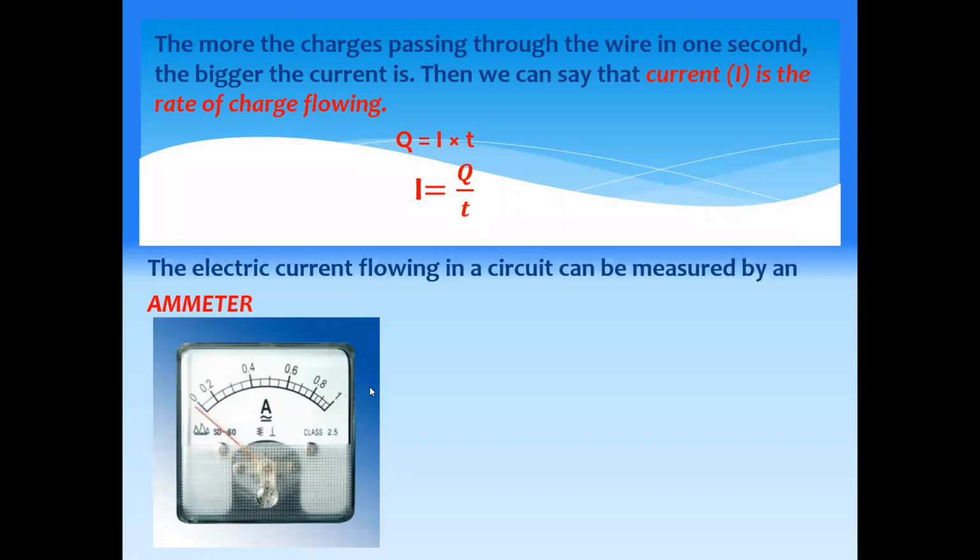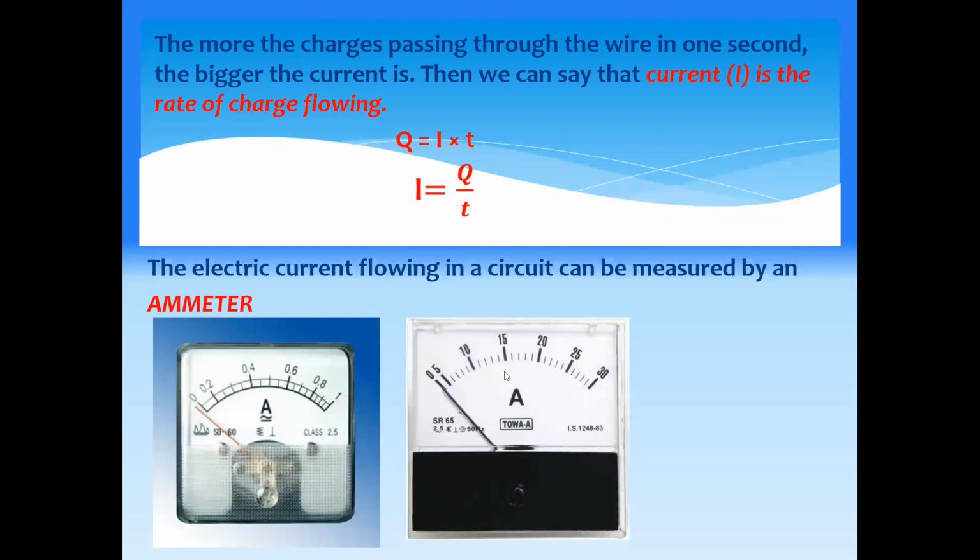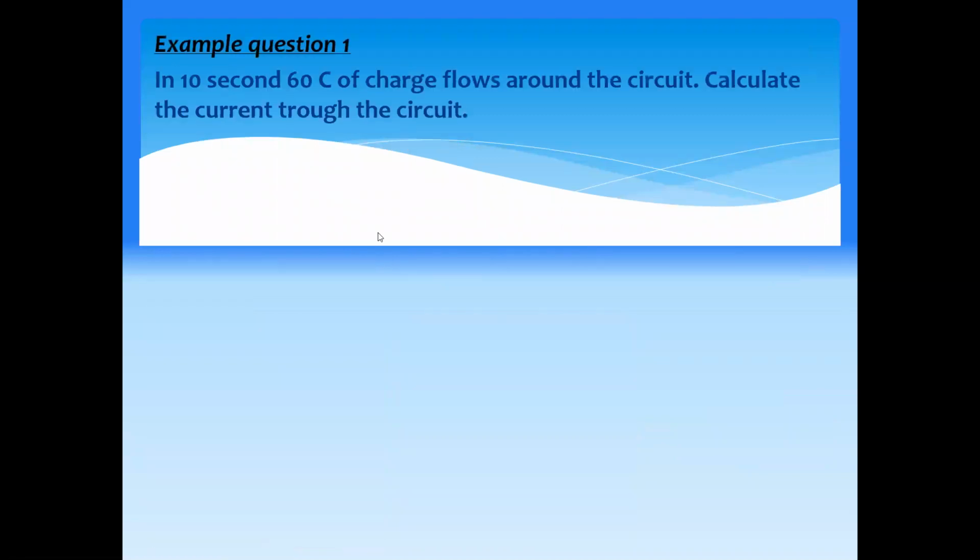If we want to measure the current, the apparatus we use to measure the current is known as an ammeter. These are different ammeters, and the circuit symbol we use for an ammeter is a circle with the letter A. For example, in 10 seconds, 60 coulombs of charge flow through a circuit. You have to calculate the current. So what will be the current if 60 coulombs of charge flow in 10 seconds? Current is charge divided by time. 60 divided by 10 is equal to 6 amperes.